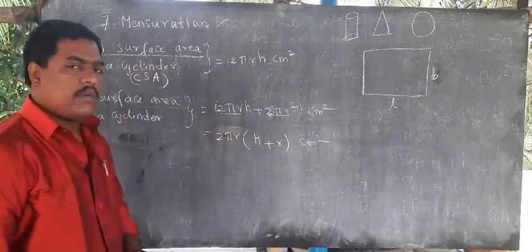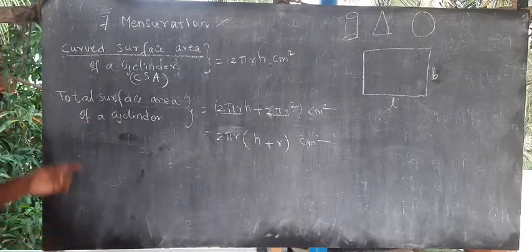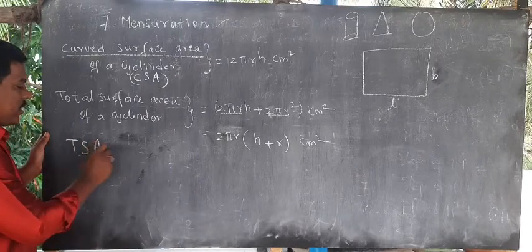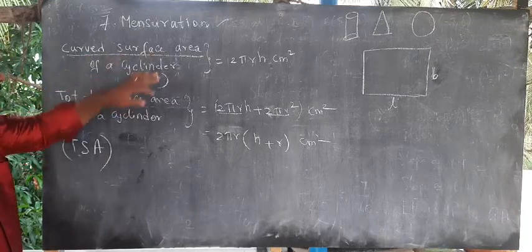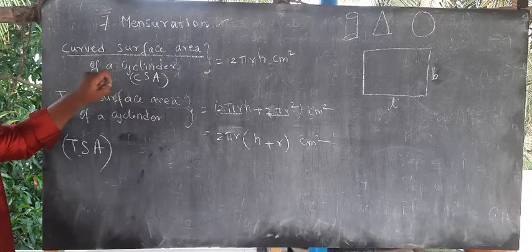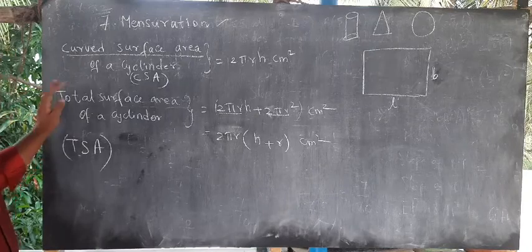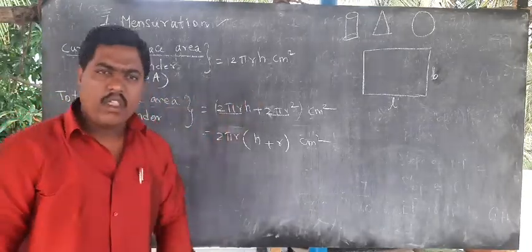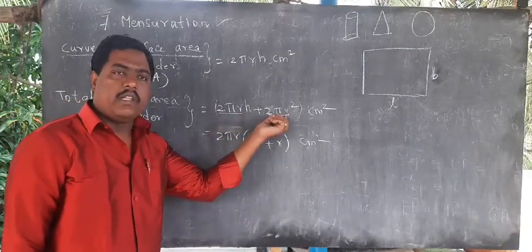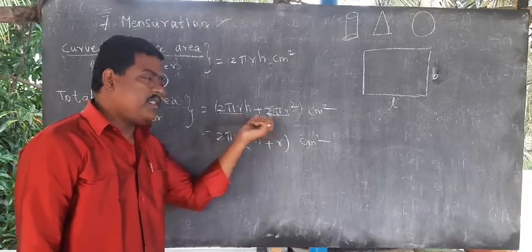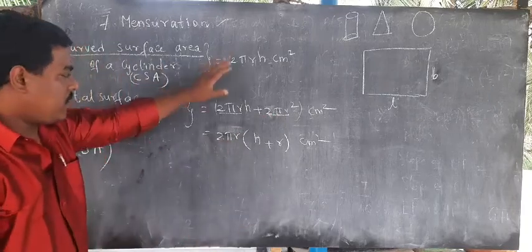So today we are discussing two formulas. One is curved surface area, another one is total surface area. Shortly we write TSA for total surface area and CSA for curved surface area. CSA of the cylinder means curved surface area of a cylinder, and TSA means total surface area of a cylinder. Curved surface area is 2 pi rh. TSA means CSA plus 2 times the area of a circle, that is, 2 pi rh plus 2 pi r square. Here I write commonly 2 pi r, h plus r.